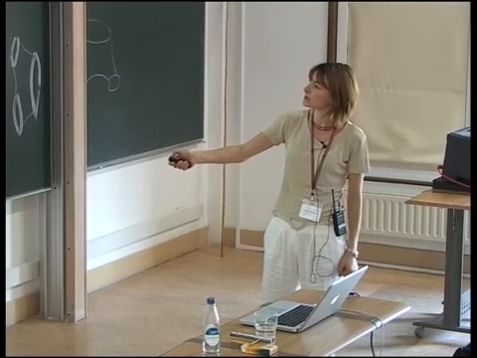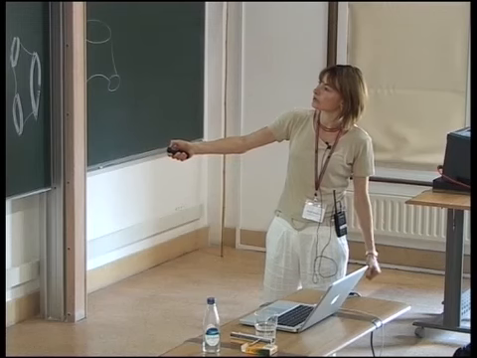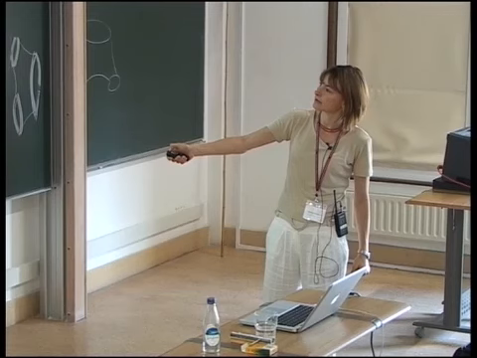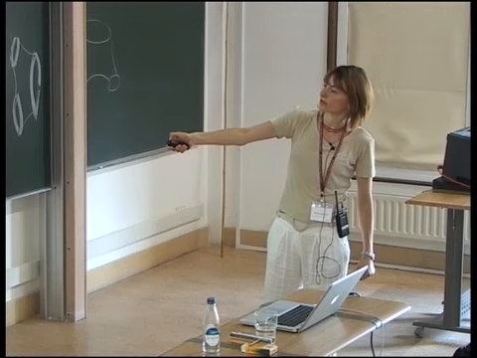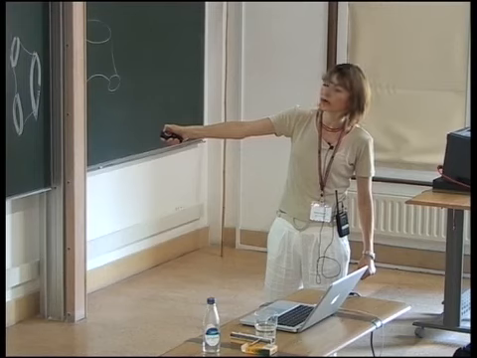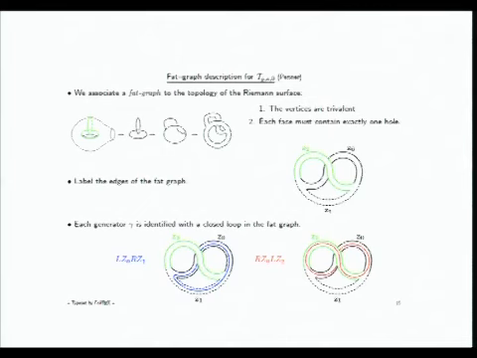For example, let me take this example. Let's decide to go clockwise. We go along Z1, so I write Z1. Then here at the vertex I turn right, so I write R. Then I go along Z0, so I write Z0. And then here to glue I go left. Okay? And the same thing here. I can write this curve as this 4-letter word.